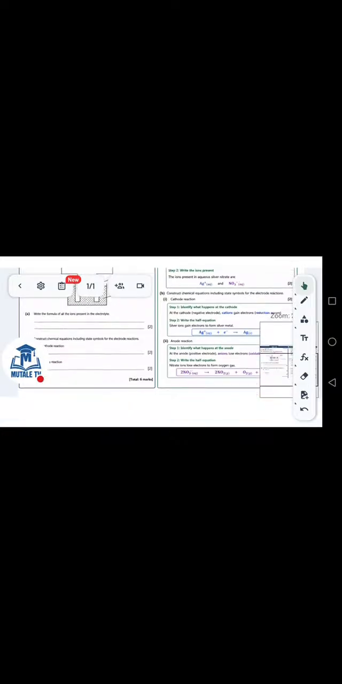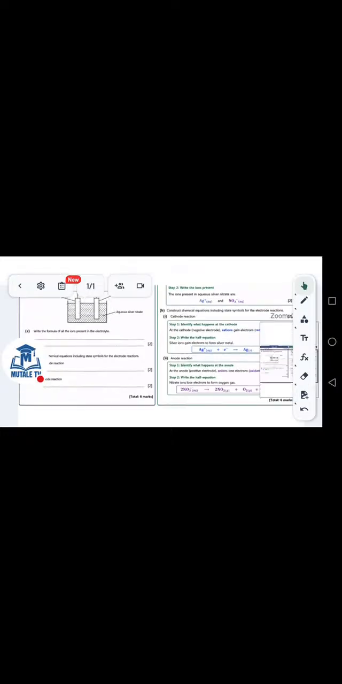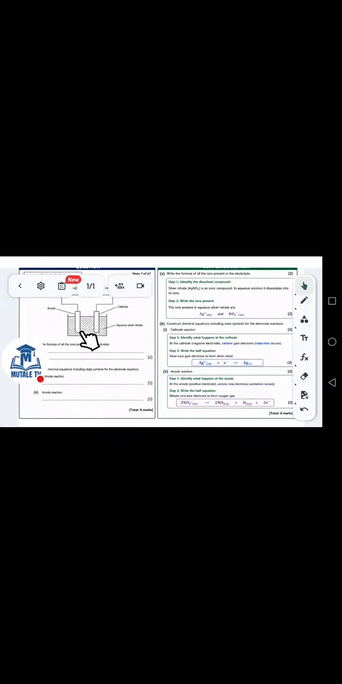So reduction simply means the gaining of what? Electrons. Meaning that whatever ions go to the cathode here must gain what? Electrons.